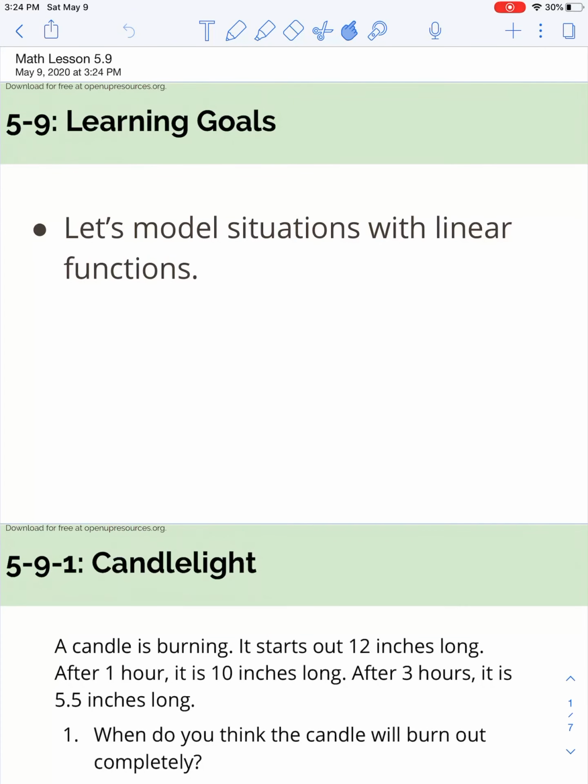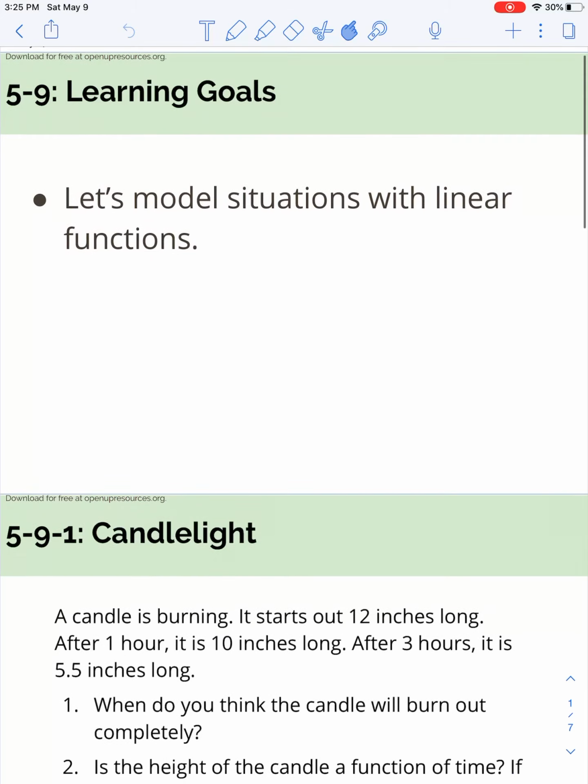All right, everybody, welcome to lesson 5-9, lesson 9 in unit 5. We have one more lesson, and then after that, we're going to have a quiz. So, probably a quiz on Thursday-ish would be my guess. Maybe Friday, we'll see.